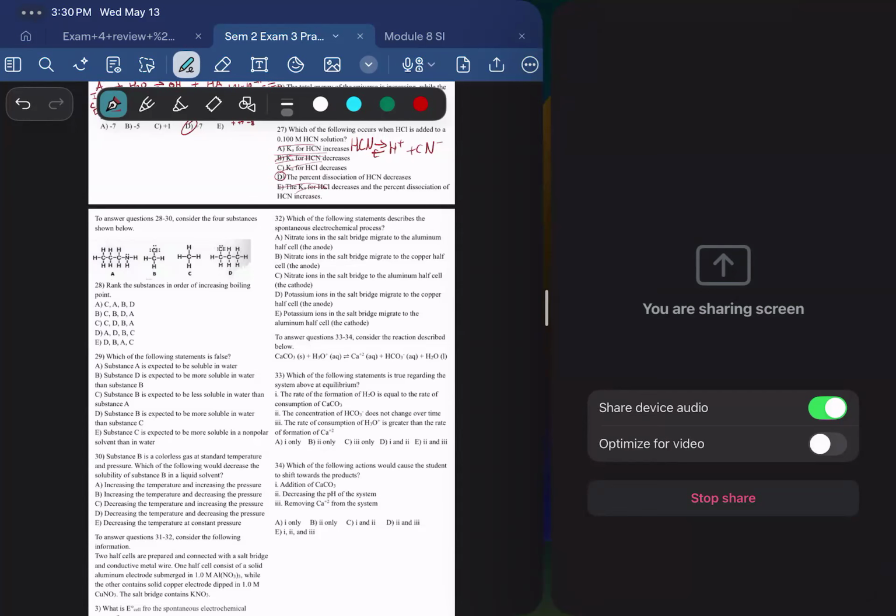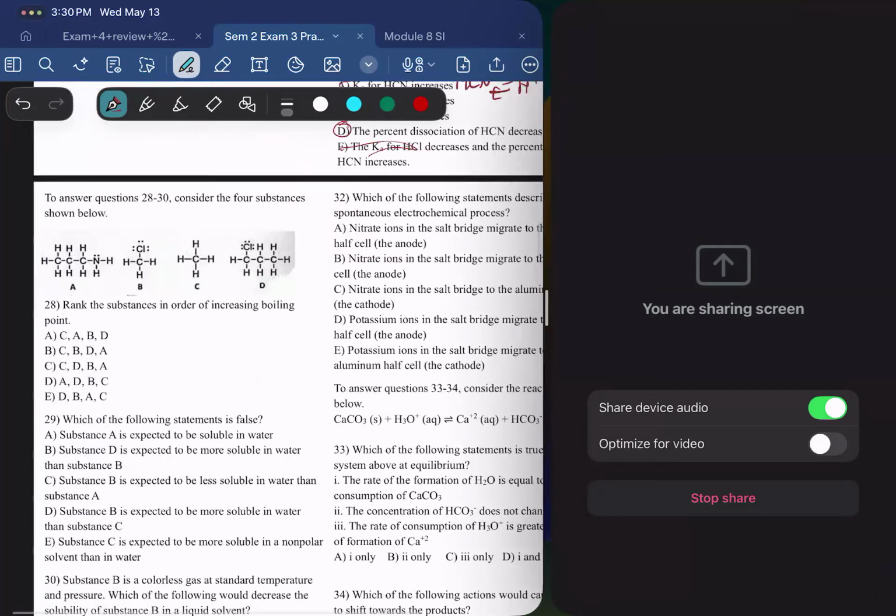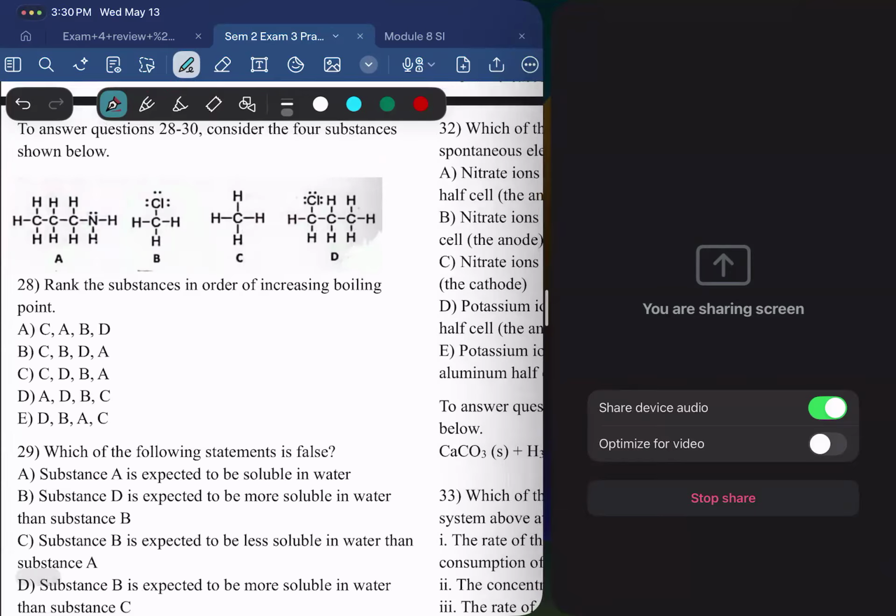So 28 gives you another list of compounds, and so we're again talking about intermolecular forces. In this case, which one's increasing in boiling points? So if you look here, C has dispersion forces, B has dispersion forces and also a dipole. D has dispersion forces and a dipole, but it has more, so it would be D there, and then A would have the most intermolecular forces because it's hydrogen bonding. So choice A.